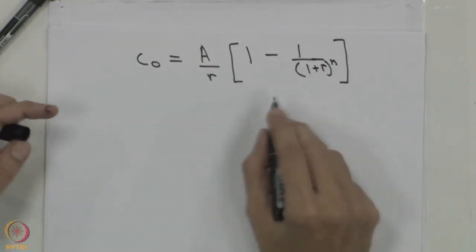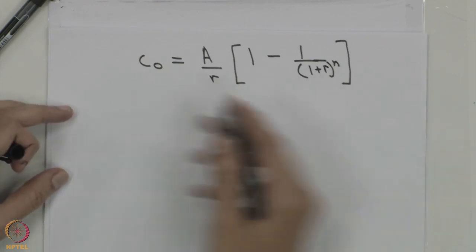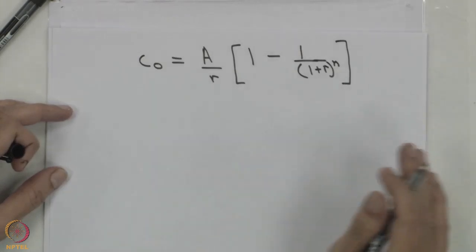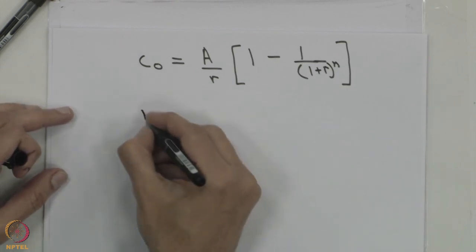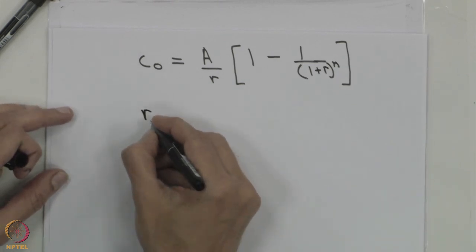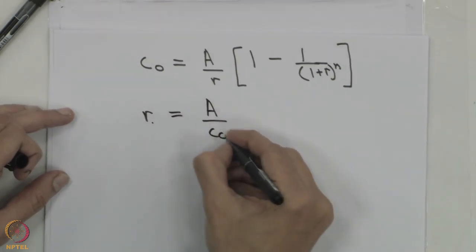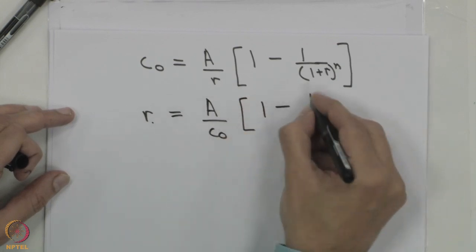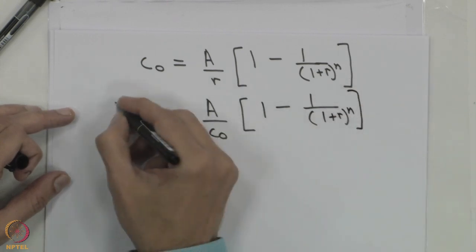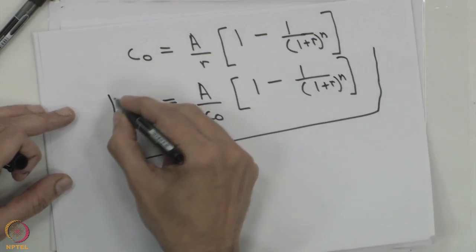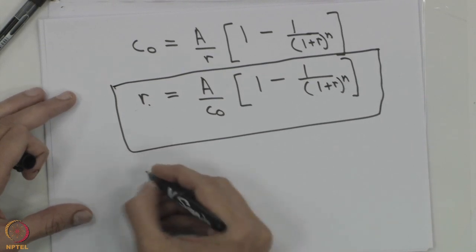This is a polynomial equation in R. Of course, you can use the bisection method, and you can find many ways in which you can solve this root. But one of the simplest methods is that I can take this as R equal to A by C_0 into 1 minus 1 by (1 plus R) raised to n. So, we can start with this equation and start with an assumed value of R.